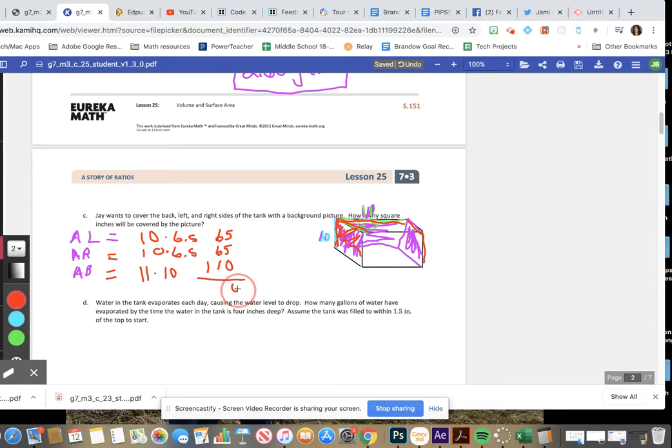5 and 5 makes 10. 6 and 6 is 12, 13, 14. And 1 and 1 is 2. So 240 square inches of picture is what they're going to need to cover those sides in background.